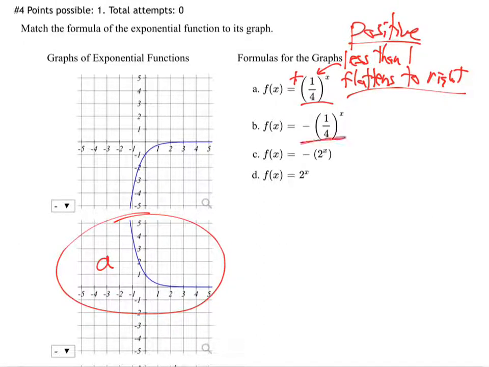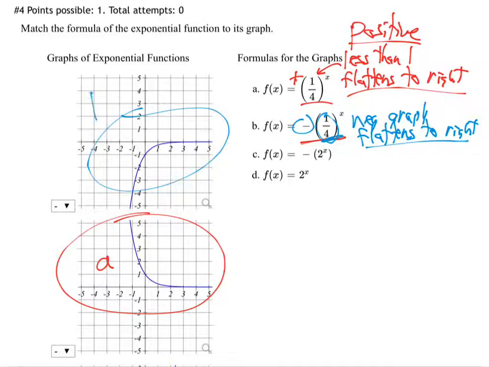What about this one? This is a negative graph. Right, it's got a negative in the front, but it also flattens to the right because it's got a fraction. It's got a number less than 1 with the power x on it. So as x gets bigger and bigger, like to the 10th power, a fraction multiplied 10 times is going to get super small. It's going to flatten to the right, but it's a negative graph which is flattening to the right. This one's going to be B, isn't it? Because that one's flattening to the right, but it is a negative graph.